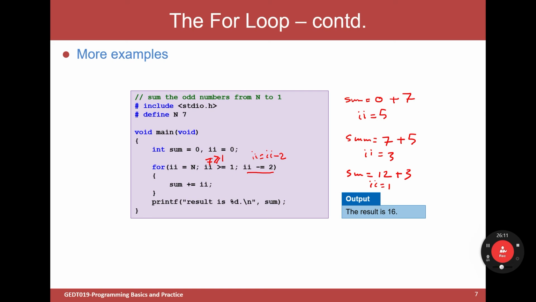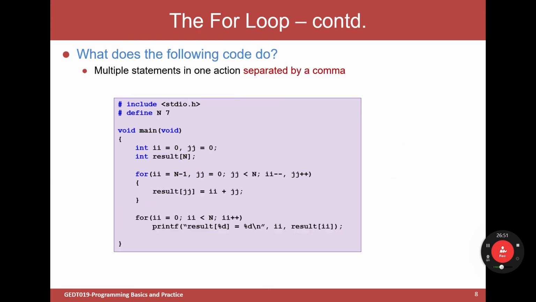Is 1 more than or equal 1? Yes, that's true. Then execute this one again, one more time. Sum is equal 15 plus, what is the new value of I? It is 1. So it will be 16. And then the new I will be what? Minus 2. That means 1 minus 2, it will be minus 1. Is minus 1 more than or equal 1? No. So that means stop. So the final sum will be what? 16. I hope this is clear after those several examples.